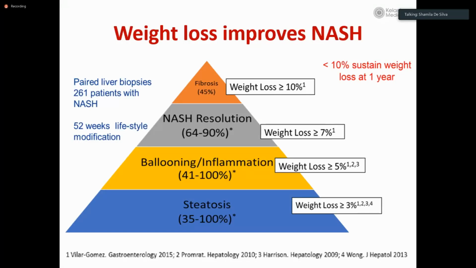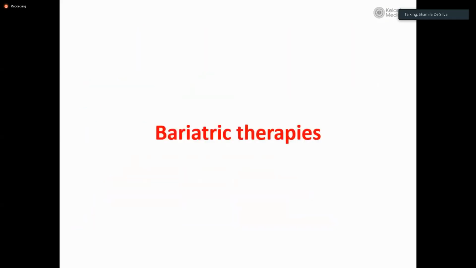So lifestyle modification is the best treatment for fatty liver disease, but it is very difficult to get them to reach the weight targets and ask the patients to maintain those weight targets long term. That's the problem. What about bariatric therapies, which are well known to reach higher weight loss targets, and are more sustainable?